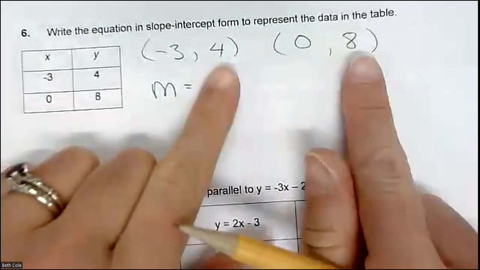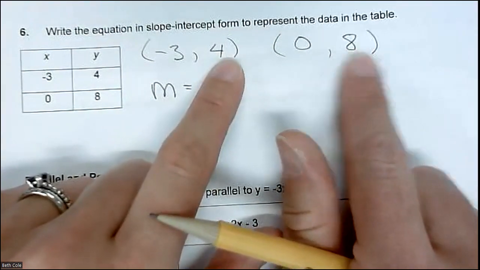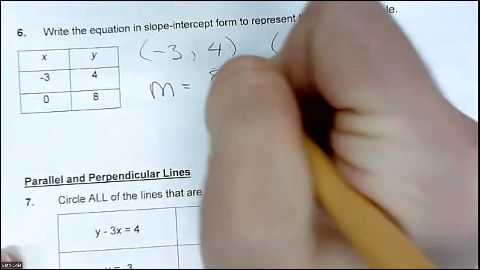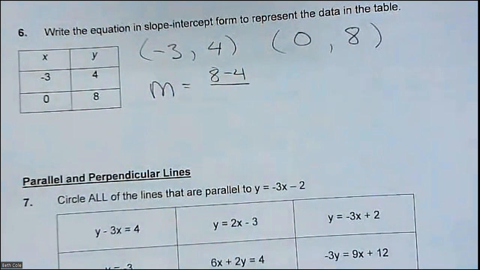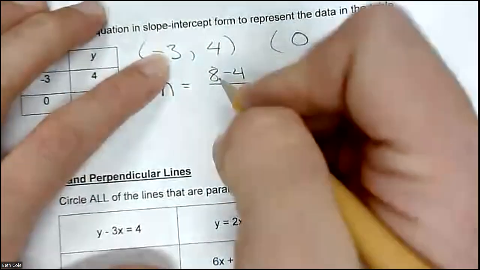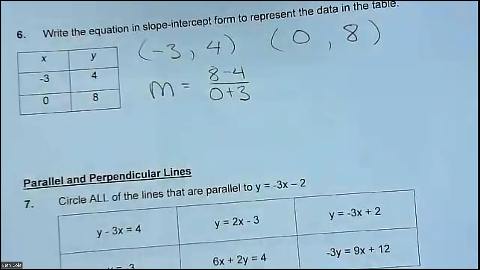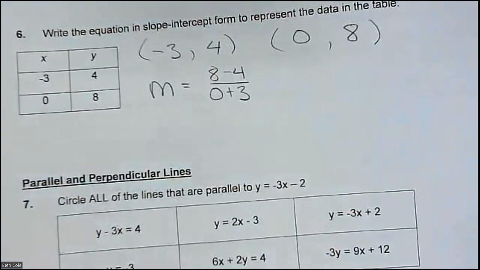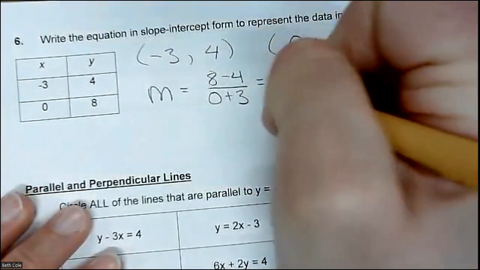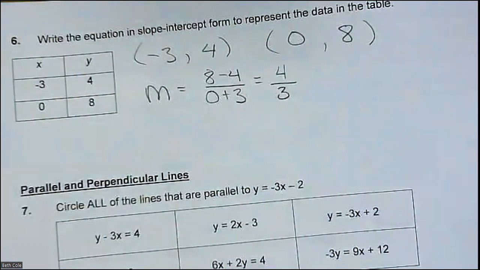So subtract your y values. That's these two. So it'll be 8 minus 4. And then what goes on the denominator? 0 minus -3, which will be 0 plus 3. And then you could just type that in the calculator, but again, let's work it out. 8 minus 4 is 4, 0 plus 3 is 3, so 4/3.